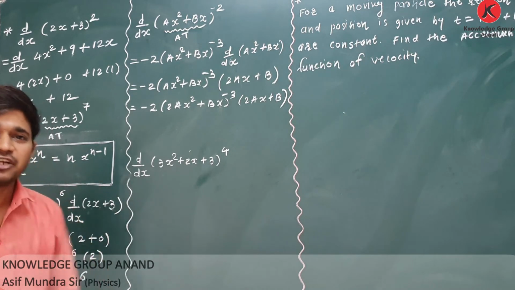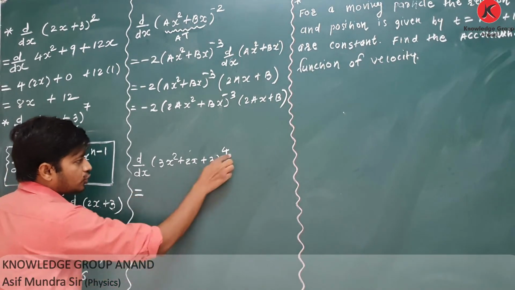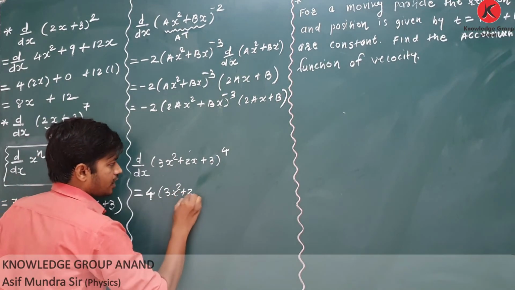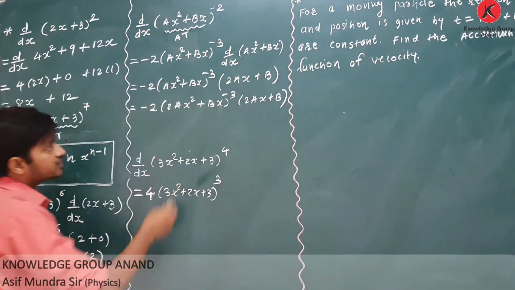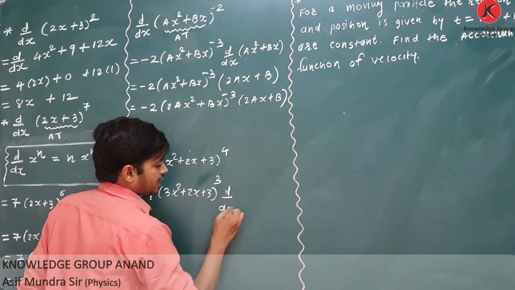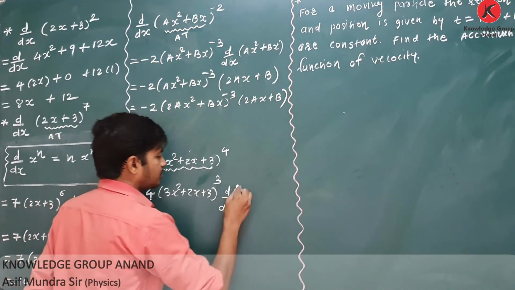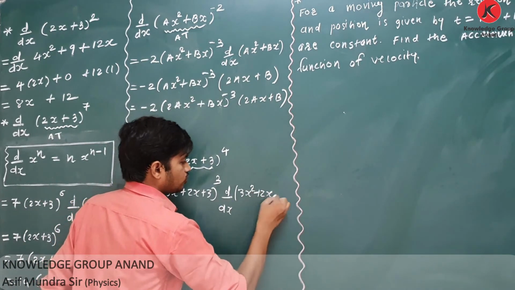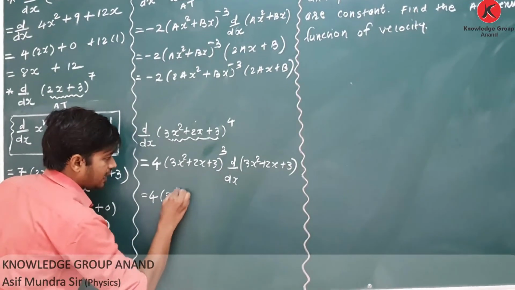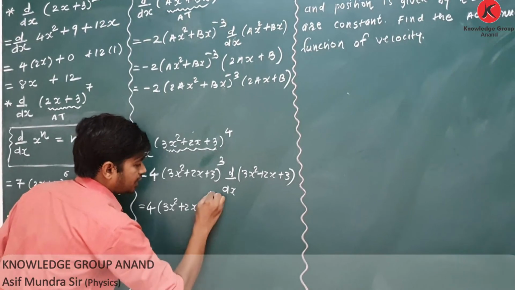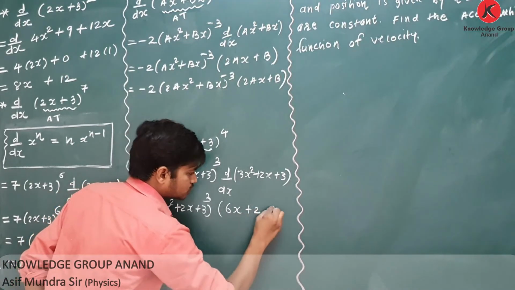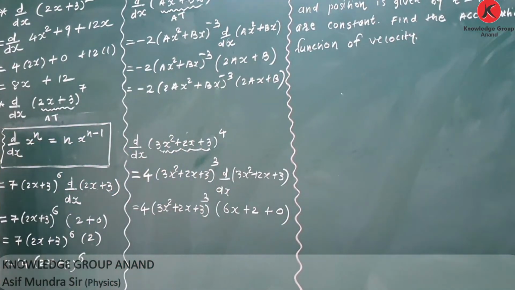Again, we have to use the chain rule. How to apply the chain rule? See, it is equal to 4 as it is, as a coefficient, (3x² + 2x + 3), decrease one power, that is 3. Now chain rule means d/dx of this term, 3x² + 2x + 3. Then it is 4(3x² + 2x + 3)³. How to differentiate this? It is 6x + 2 + 0.